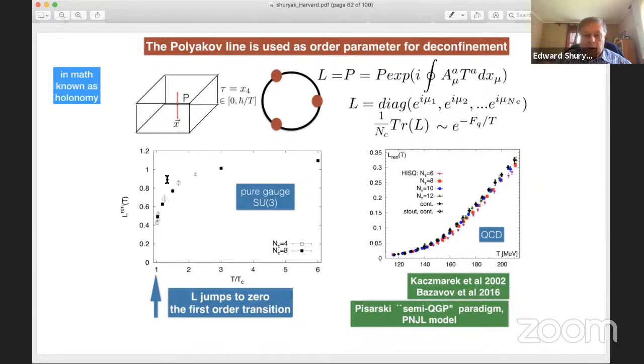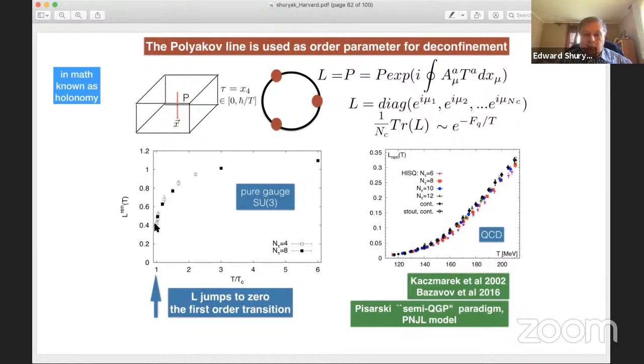Now, this is how the average value of this operator depends on temperature. This is pure gauge theory without quarks. And you see that at high temperature, its average is close to one. One means that this field is zero. It's a trivial result, so there is no field A_0. But then in this interval between 1 and 3 T_c, it's not zero.